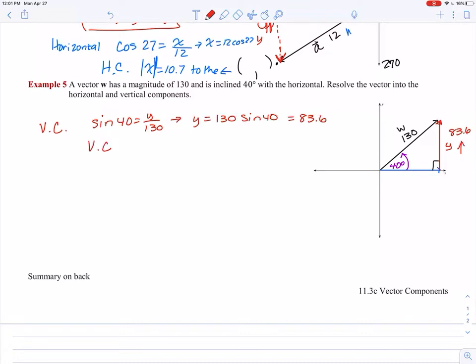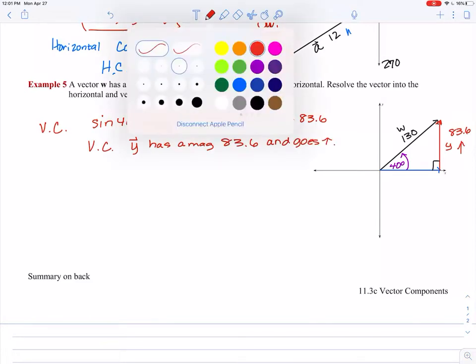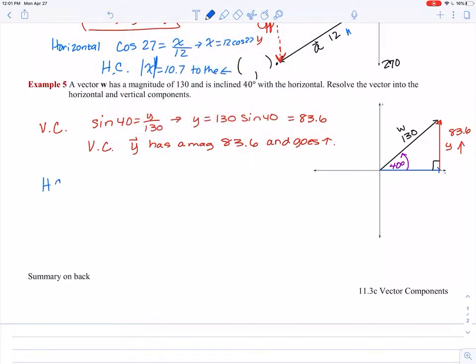So the vertical component, this would be vector y, has a magnitude of 83.6 and it is going up. Okay, so there's your vertical. And then we do your horizontal and then we're done. So the horizontal component. So this is your adjacent here. So we're looking for this value of x. So we'll just call that vector x.